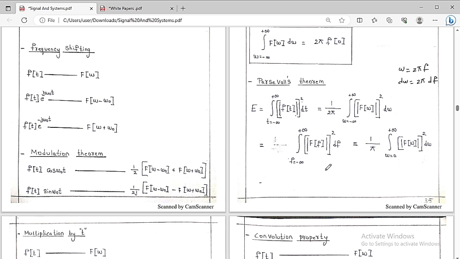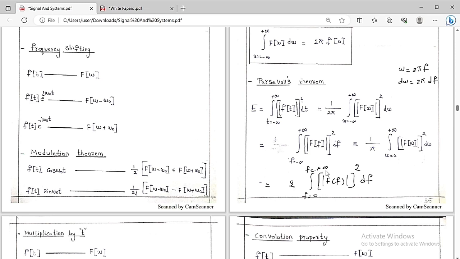Now we can also write in another fashion. In terms of frequency, if you want, then 2 times the integration from f is equal to 0 to f is equal to plus infinity of mod of f of f whole square df. You can write like this. So you can write in any of the fashions, and the concept is the same.